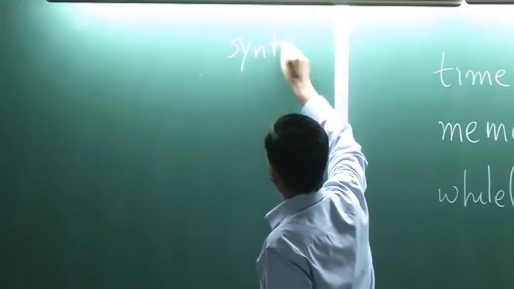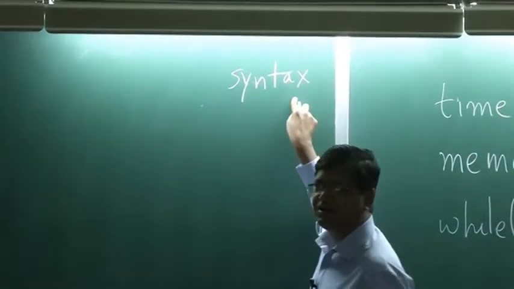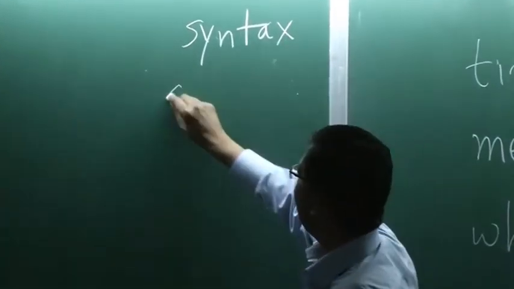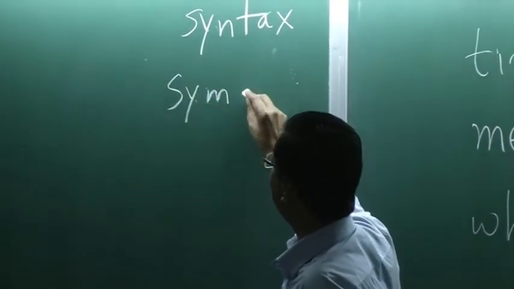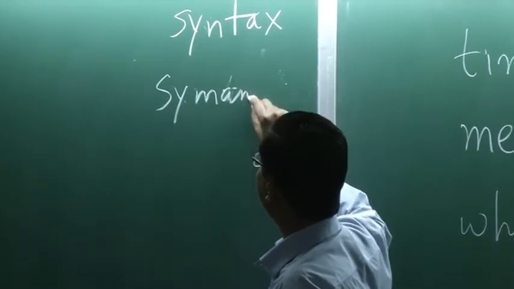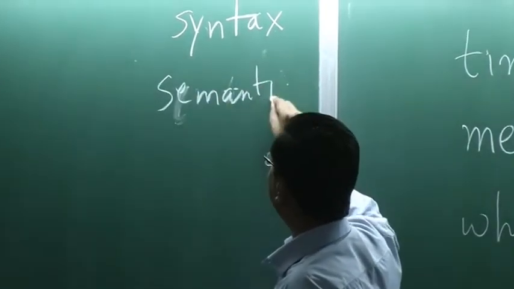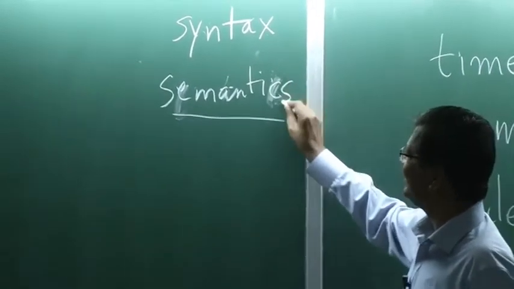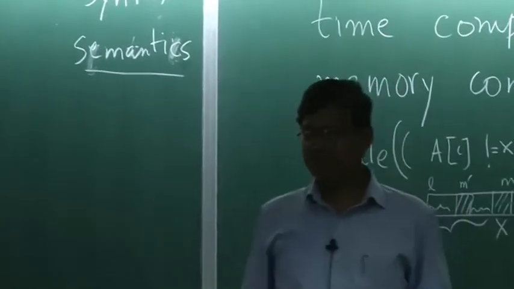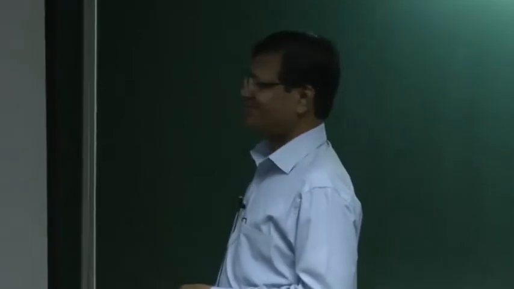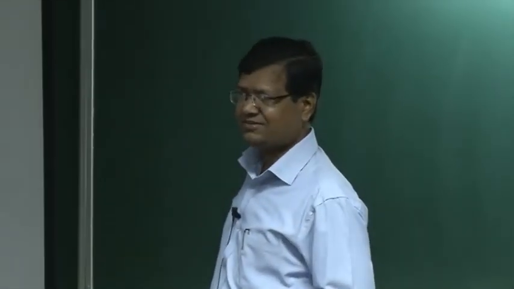syntax. So this comes out while interpreting. Errors come when a function is not defined, all that error comes. The other one is semantics. Semantics is meaning. So what is the meaning of your code? If your semantics is not right, this code will not give you the correct answer.